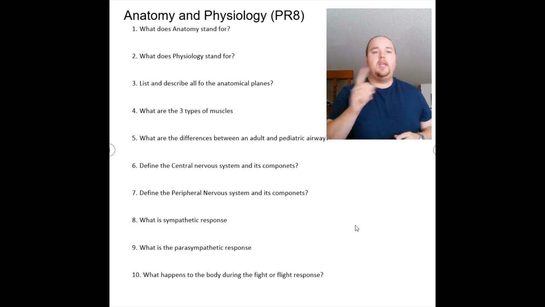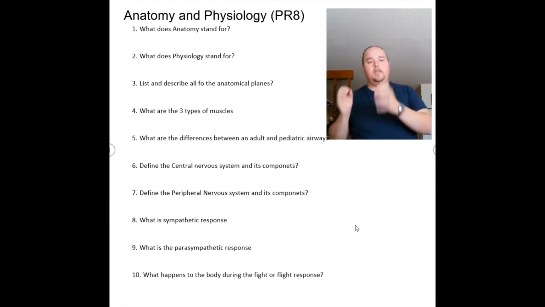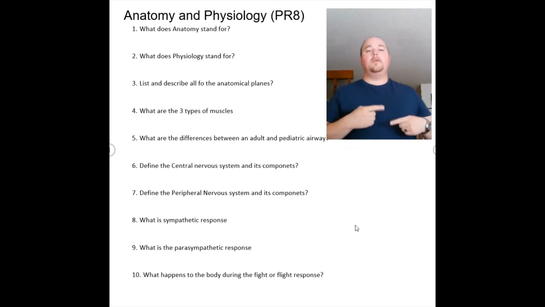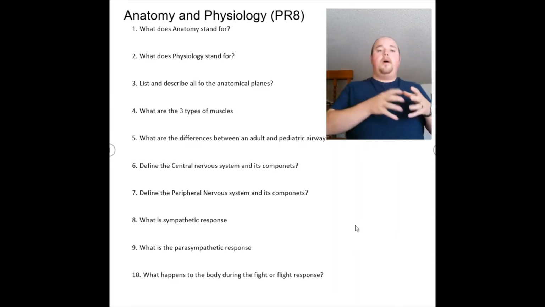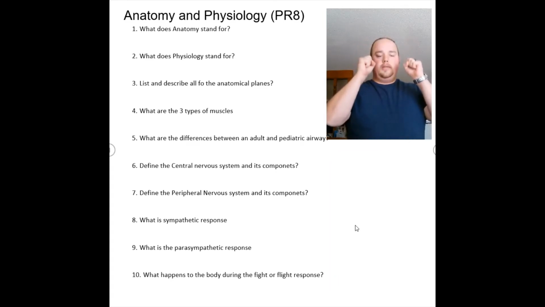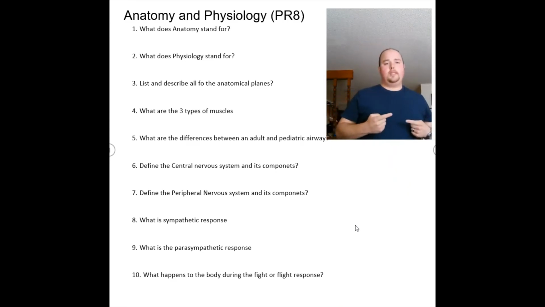Oh wait, no, feed and breed. Okay, so we have the parasympathetic nervous system and the sympathetic nervous system, and those are our two responses. So understand those two responses and how they physiologically affect the body, how the body responds when those systems are kicked in. Are the pupils dilating or are they constricting? You want to make sure that you understand those differences.